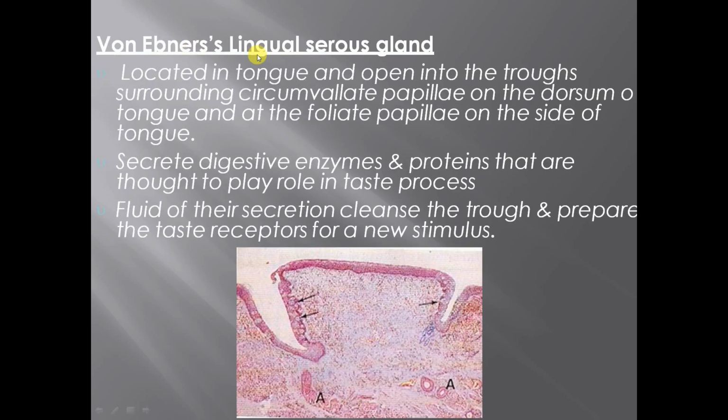Von Ebner's lingual serous gland. It is located in the tongue and opens into the troughs surrounding the circumvallate papillae on the dorsum of the tongue and the foliate papillae on the side of the tongue. It secretes digestive enzymes and proteins that are thought to play a role in the taste process. The fluid of their secretion cleanses the trough and prepares the taste receptors for a new stimulus.